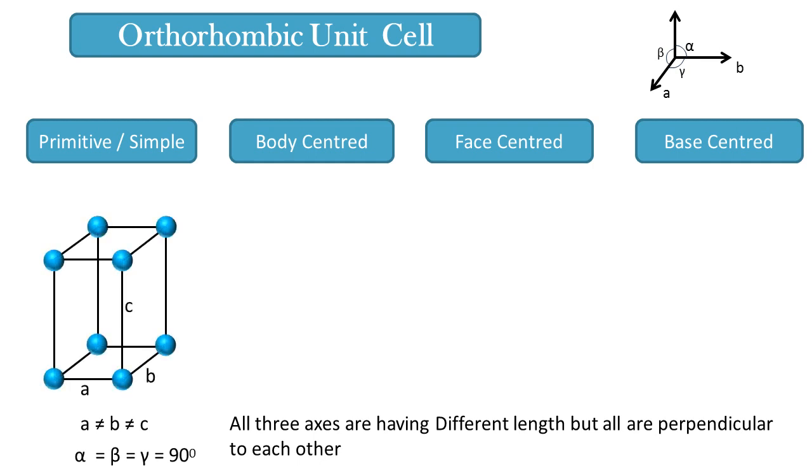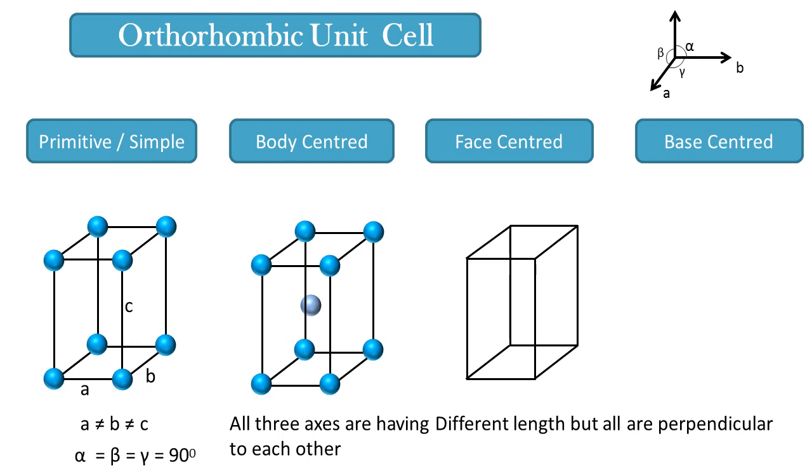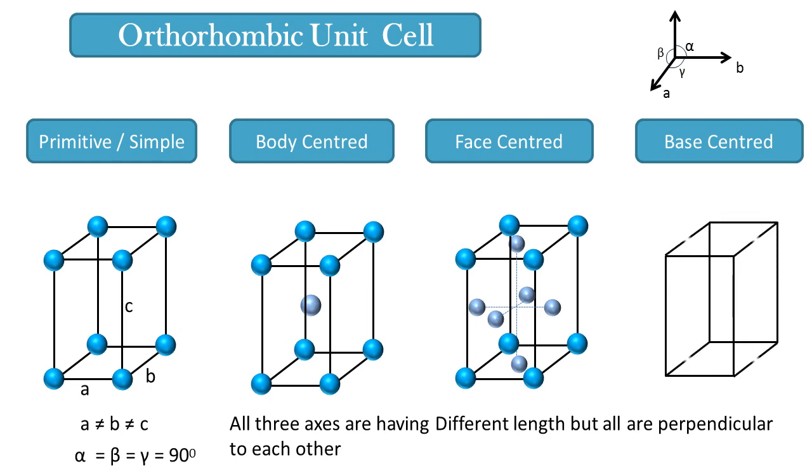Body centered orthorhombic has atoms or the particles at the center of the body in addition to the corners. Face centered orthorhombic cell has particles at the corners and at the center of the faces, whereas base centered orthorhombic cell has particles at the center of any two opposite faces and at the corners.